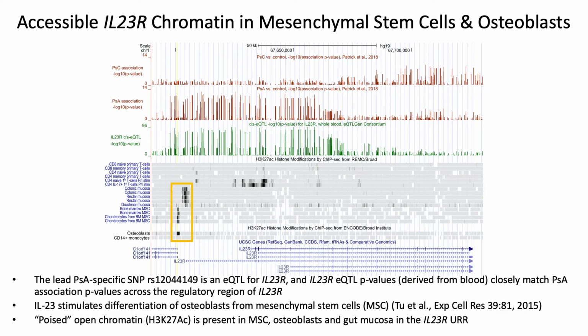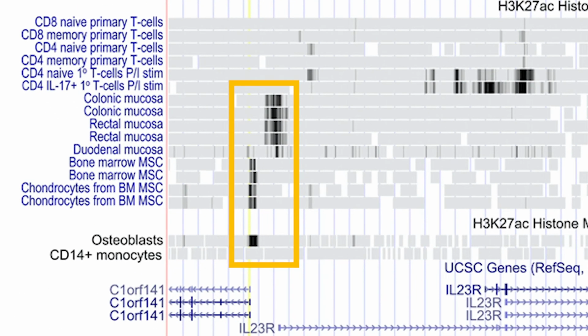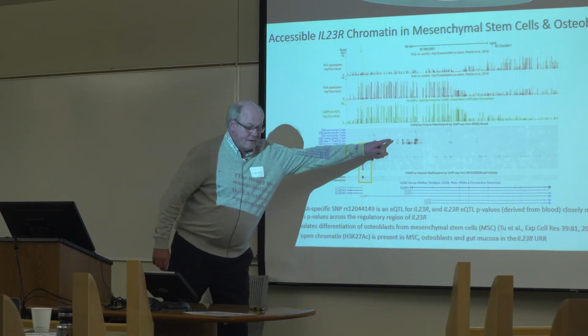And these are H3K27ac maps down here, and you can see, as we know, there are a lot of gut diseases that are associated with arthritis as well, and psoriatic arthritis. And this gene seems to have one regulatory region that is active in colonic epithelium, another one that's active in mesenchymal stem cells, and yet a third one that seems to be activated in T cells. That's this one here.